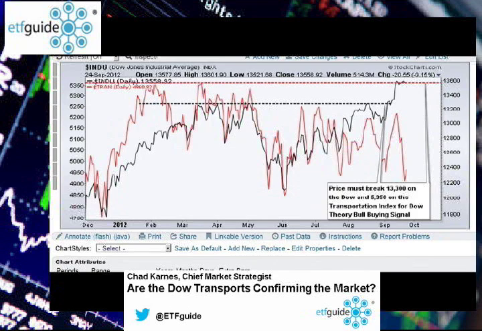At ETFguide.com, we follow the Transportation Index and its tradable ETF, the IYT, as well as the Dow, the S&P, the TLT, silver, gold, the euro, and many other asset classes. We take a contrarian point of view a lot of times and try not to let the noise of the talking heads and news get in the way of our logic and data-driven analysis.